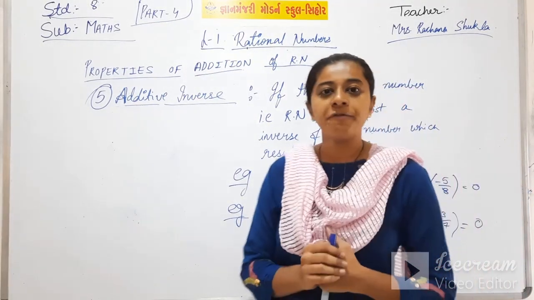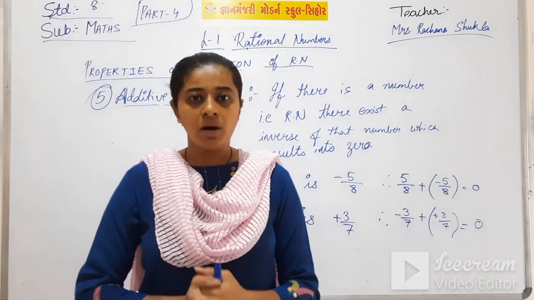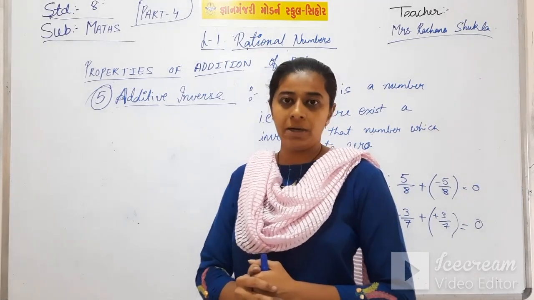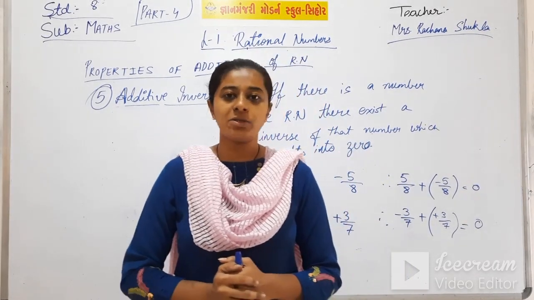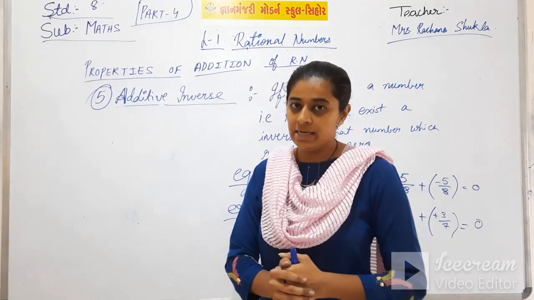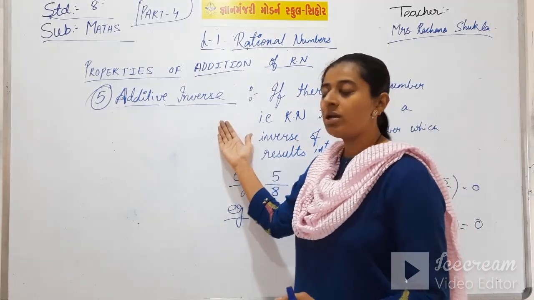Students, these were the 5 properties of addition of rational numbers. The first one was closure property. The second one was commutative property. The third one was associative property. The fourth one was additive identity. And the fifth one, the last one, was additive inverse.